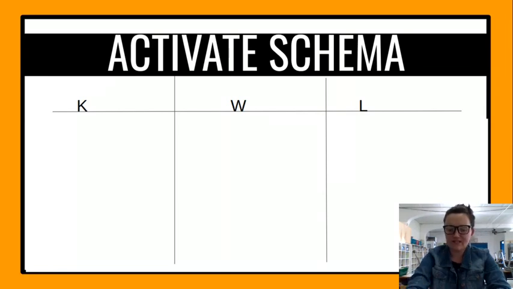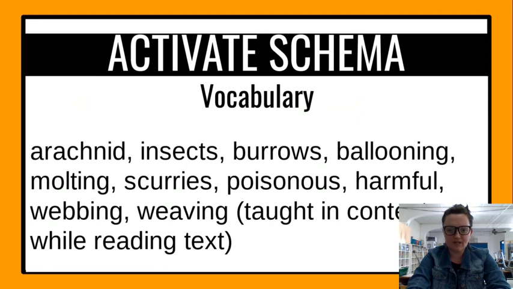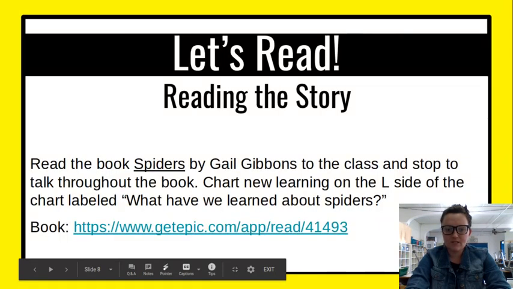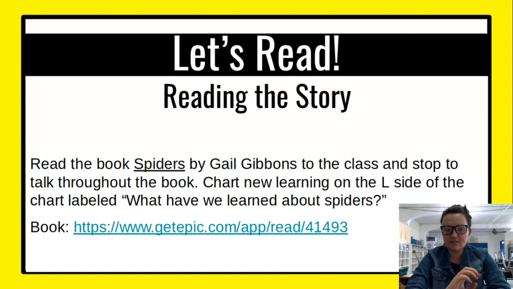All right, next thing we're going to do is we're going to look at some vocabulary. So we have the word arachnid, insects, burrows, ballooning, molting, scurries, poisonous, harmful, webbing, and weaving. Okay, so I'm going to tell you what they mean as we read the book. Okay, so we're going to read this book, Spiders by Gail Gibbons, and we're going to chart new learning on the L side of the chart. Label, what have we learned about spiders?